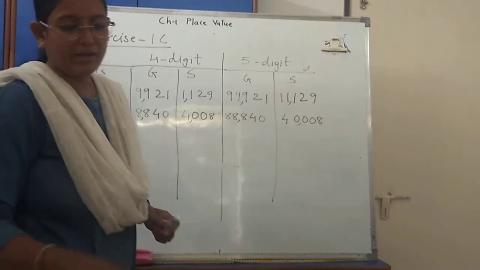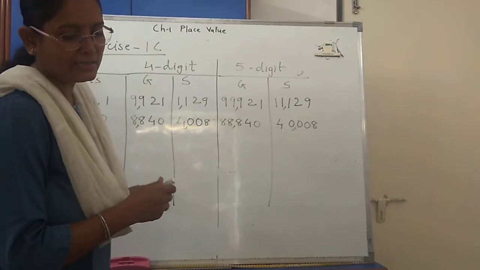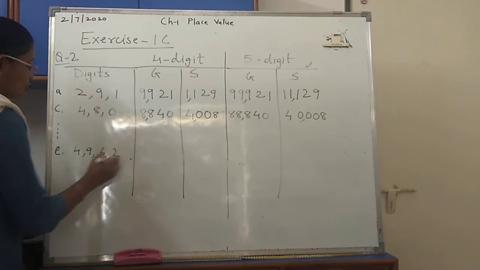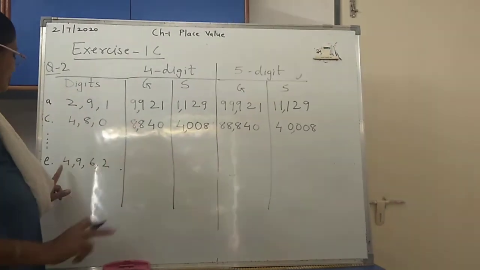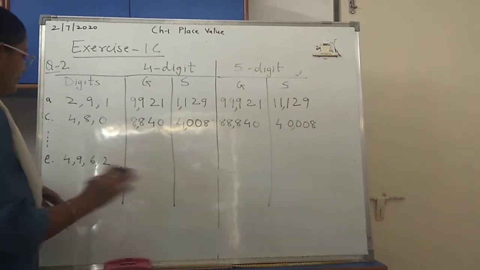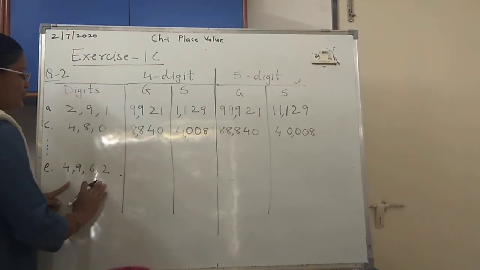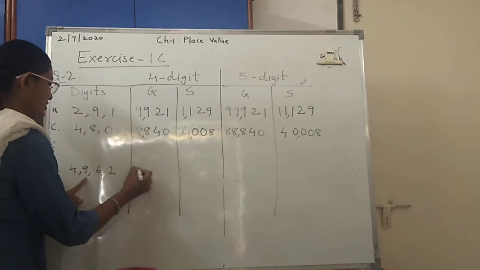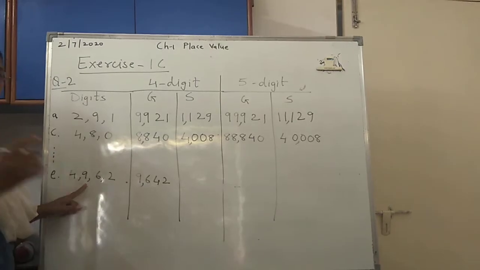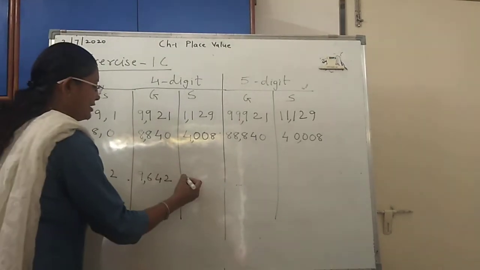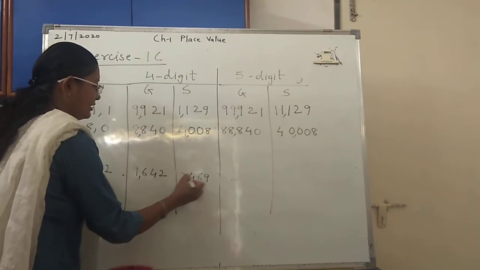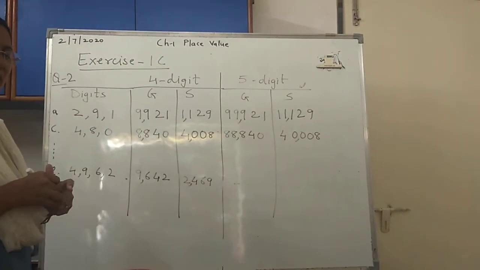Same way, last one is 4962. Again, 4 digits are there. Here 4 digits are only there, so no need to repeat. Same digits use and write down. Which is the greatest one? 9, then 6, then 4, then 2. So 9642 is your answer. Again here, the smallest number you have to build: 2, 4, 6, 9. 2469 is your answer.